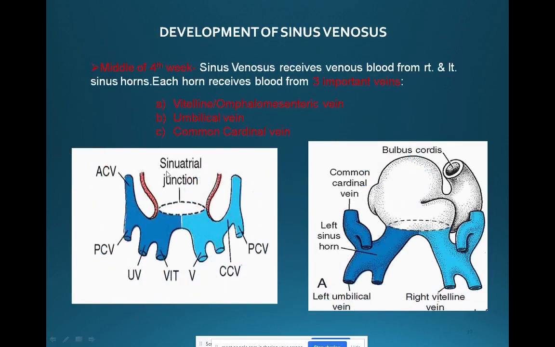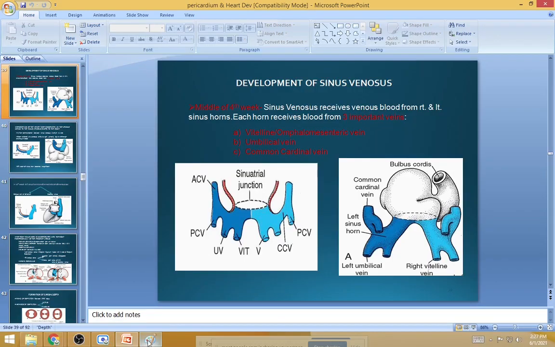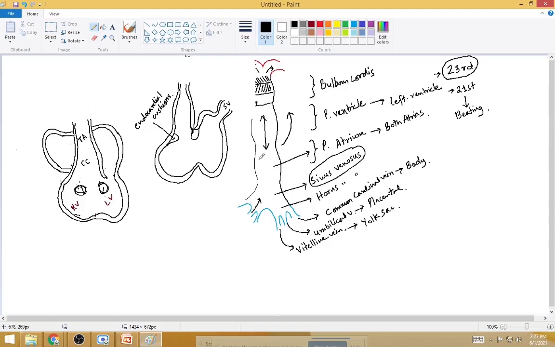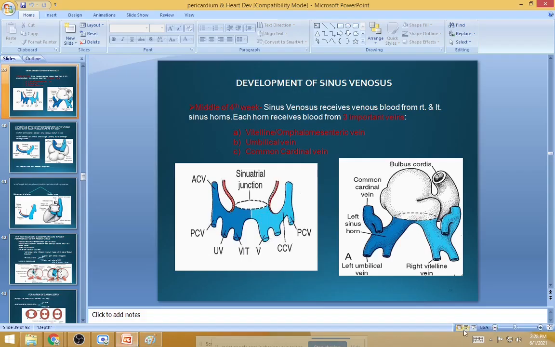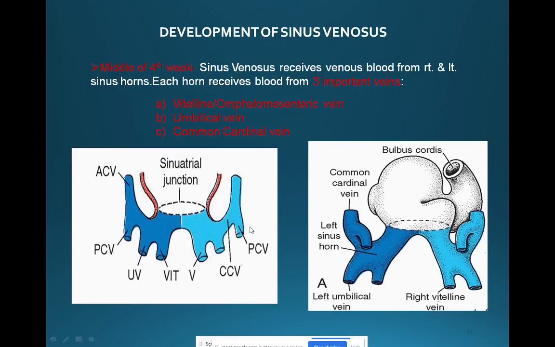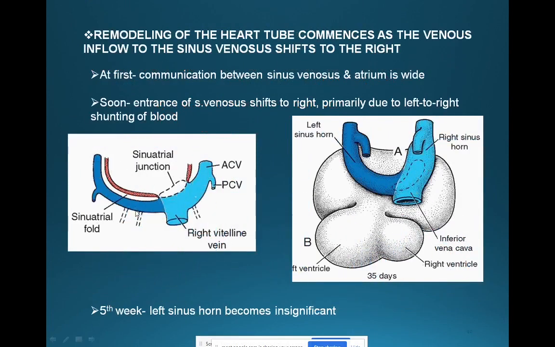If you remember, this was the body of the sinus venosus, where it is opening into the primitive atrium, isn't it? Now, due to the shunting, this becomes negligible. Only the right horn will be opening into the atrium, so that you will get a picture something like this. So vitelline vein gone, umbilical vein gone. On the right side, the umbilical vein is also obliterated.